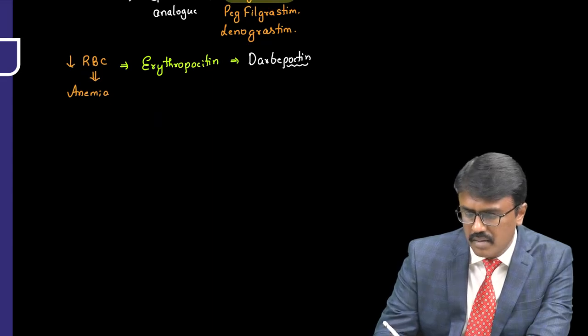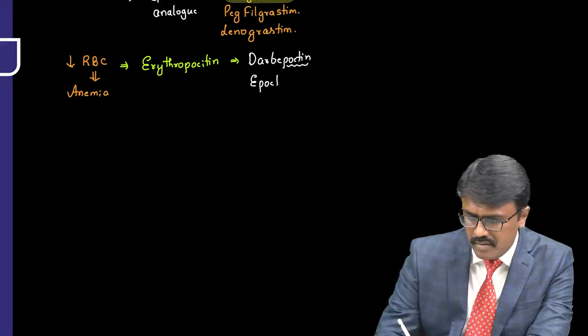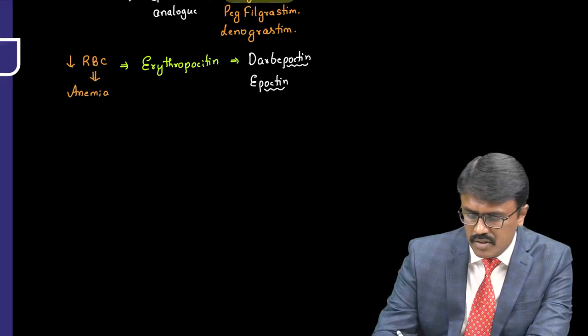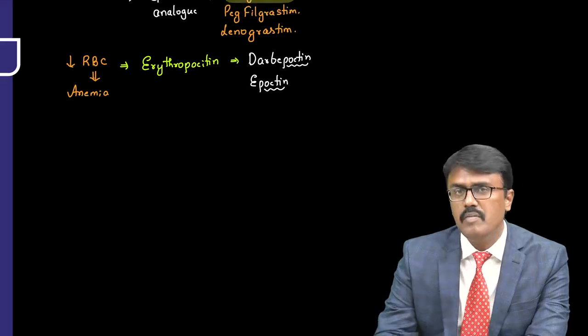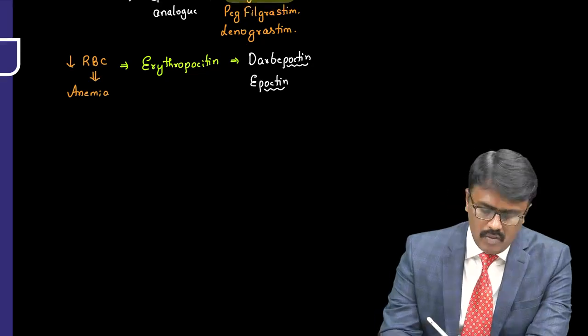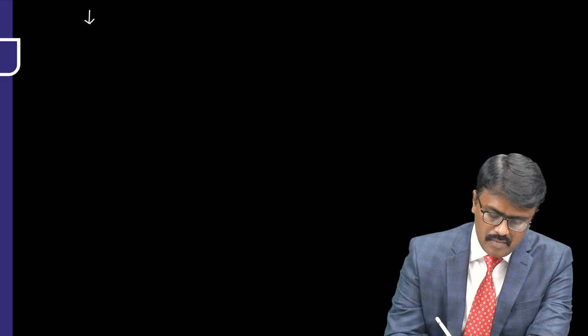So read them, they end with poetin. And we have epoetin. That also ends with poetin. These are used to treat anemia, anemia due to anti-cancer drugs. Darbepoetin and epoetin. One more blood component that decreases is platelets.